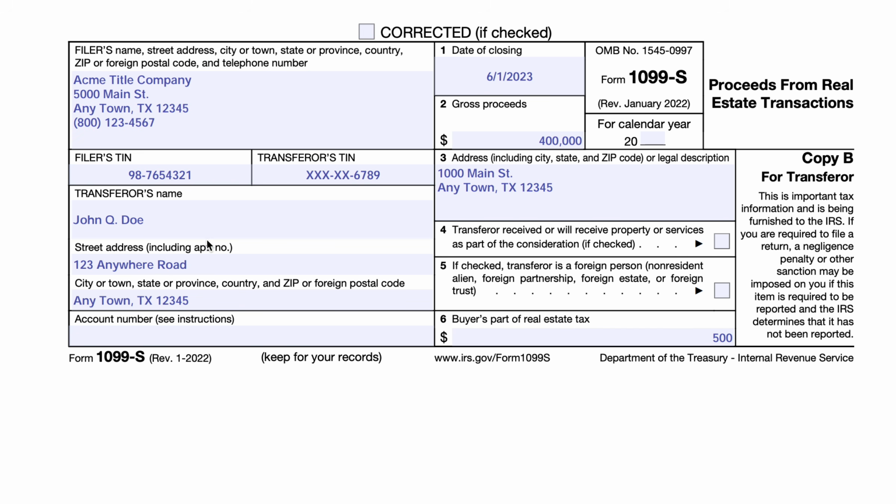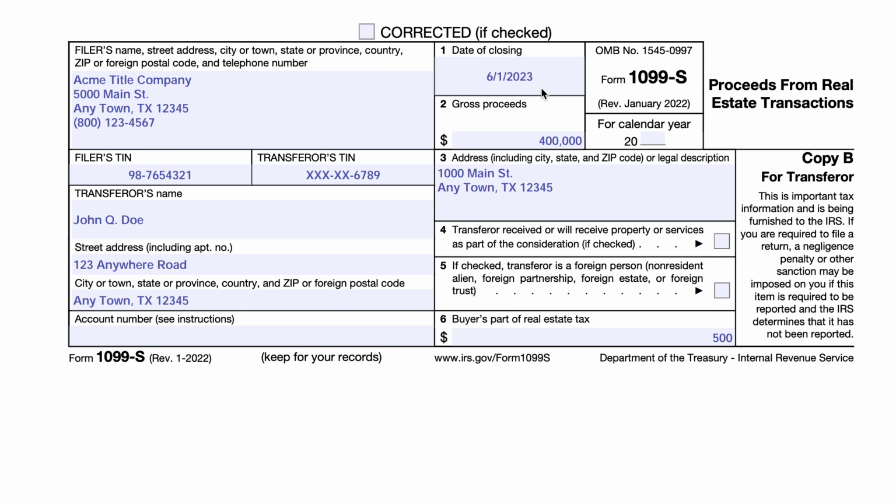Below the tax ID numbers, in this case, it's our hero, John Q. Doe, and his street address. This account number probably will be blank. If there's anything in here, it might be some sort of in-house account number used by the title company, but they're not required to enter this unless they've completed 2 or more transactions in the same tax year for the same taxpayer.